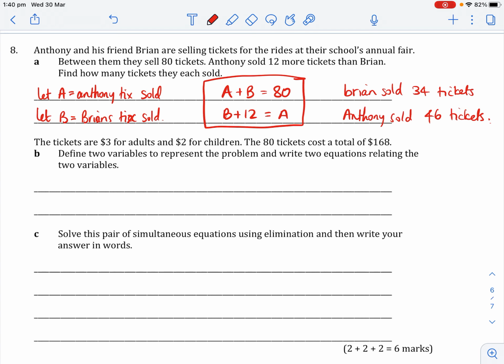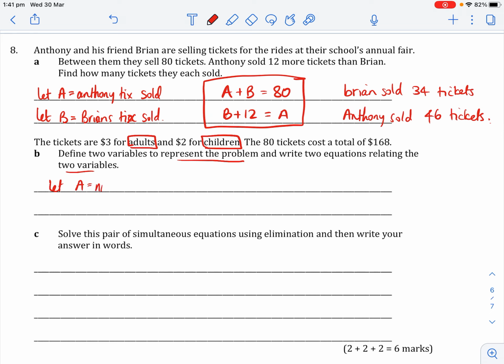Okay, the tickets are $3 for adults and $2 for children. The 80 tickets cost a total of $168. Define two variables to represent this problem and write two equations related to the two variables. So notice it hasn't asked me to solve here. I just need to define two variables and write two equations. And my point now is it's not about Brian and Anthony, it's about the adults and the children tickets.